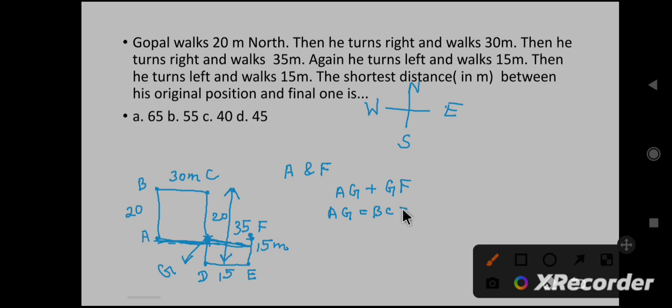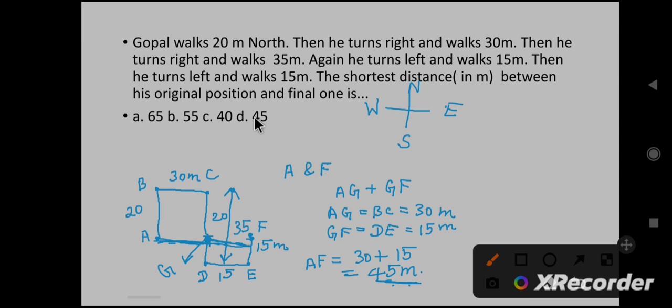Distance AG is equal to BC, which is equal to 30 meters. And distance GF is equal to DE, which is equal to 15 meters. Therefore, distance AF is equal to 30 plus 15, which is equal to 45 meters. So we can easily say that distance AF is this one, 30, plus this distance 15. So 30 plus 15 is 45.